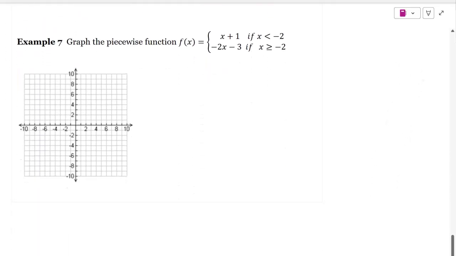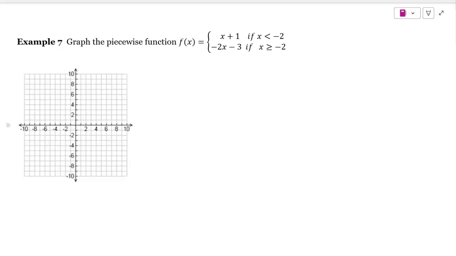In this example, we want to have the line x plus 1. X plus 1 looks like it has a y-intercept of 1, and then it has a slope of 1. So it looks like this. But we only want that graph for x values that are less than -2. We only want them when x is less than -2.